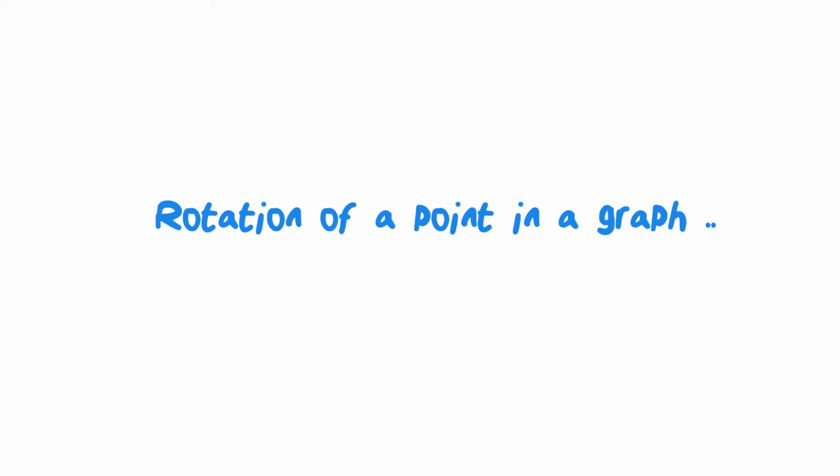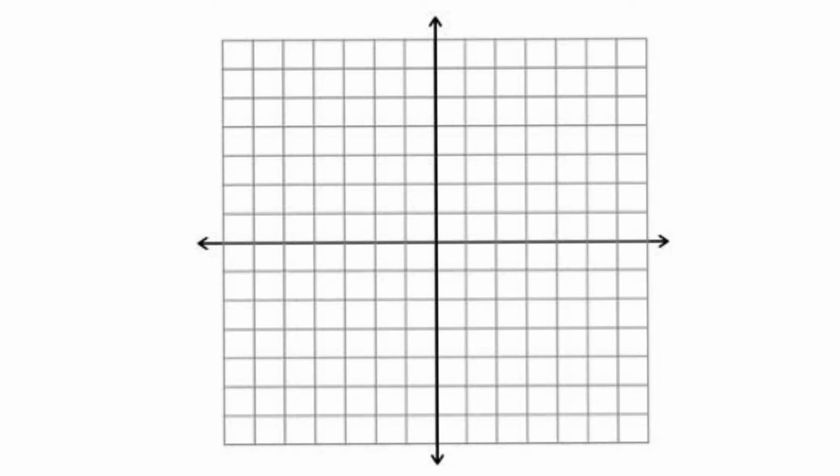Rotation of a point in a graph. Now all of you must know how a graph looks. In the center we have the point 0, and this horizontal line is the x-axis and the vertical line is the y-axis. On the right hand side of 0 we have x, and on the left hand side we have minus x. Now what are these x and minus x?